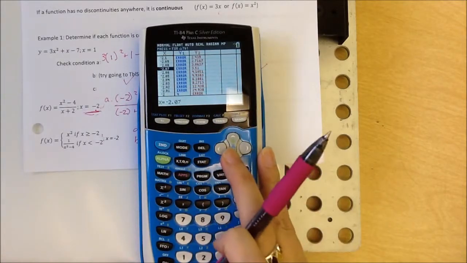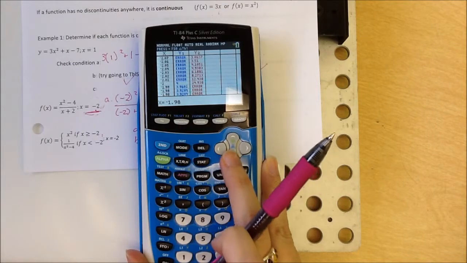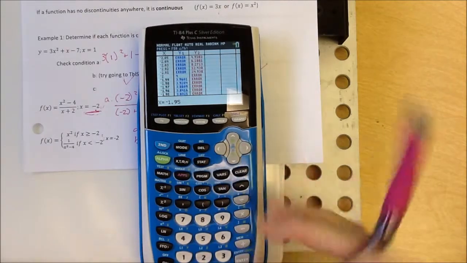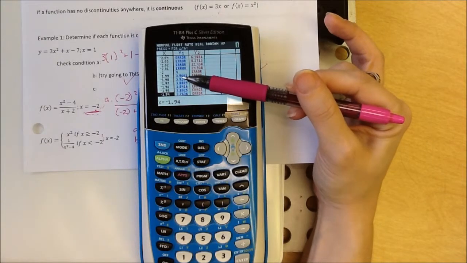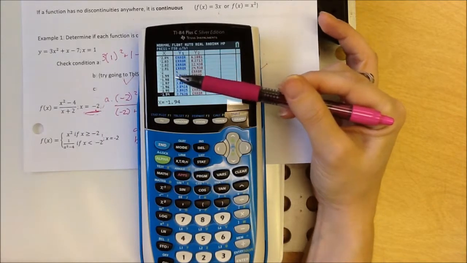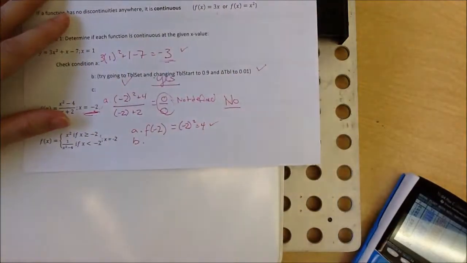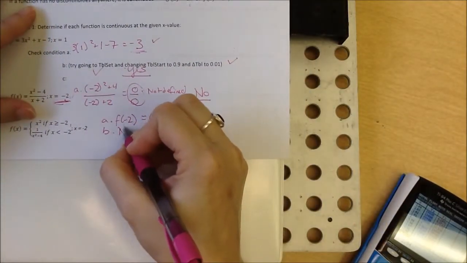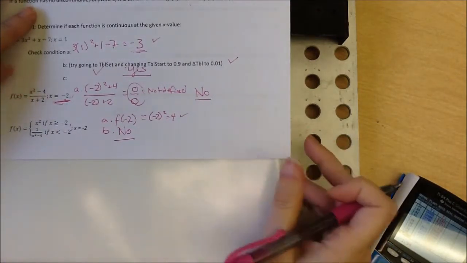From the right, that is from values greater than negative 2, oh, from the right, it's perfectly normal. 3.7, 3.8, 3.9, 4. That's definitely approaching 4 from the right. But from the left, it's approaching positive infinity. So it does not approach the same thing from the right and from the left. Fails the test.